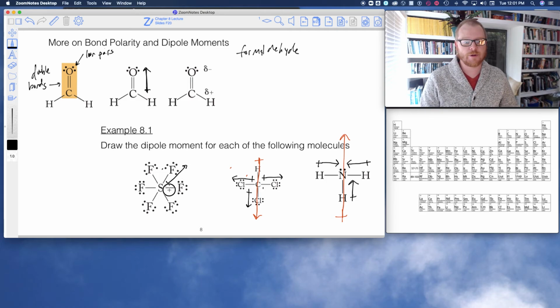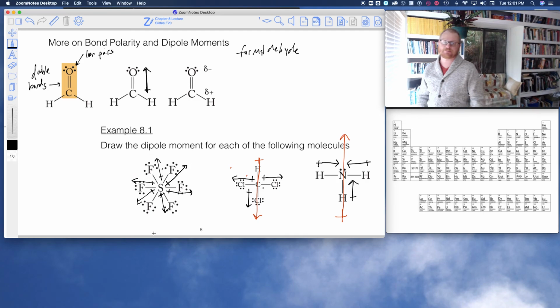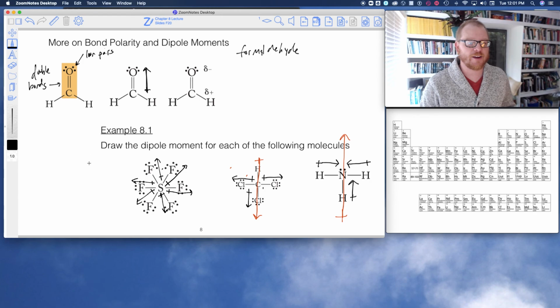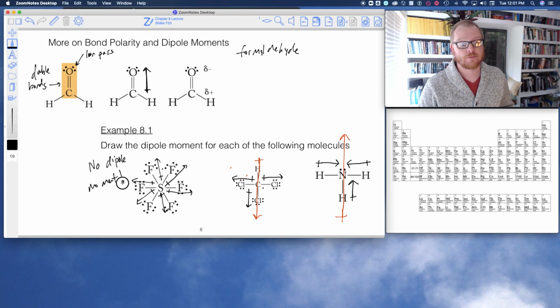For that one, look, there's one there, one there, one there, one there, and one there. So even though the sulfur-fluorine bond is polar covalent, there is no dipole moment for SF6 because they all cancel each other out. Okay? So that's also really important.